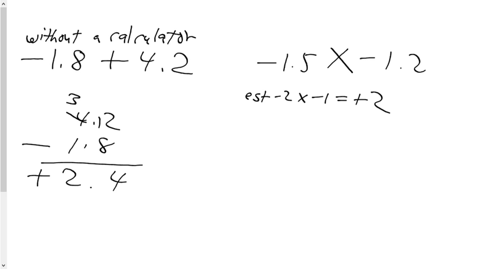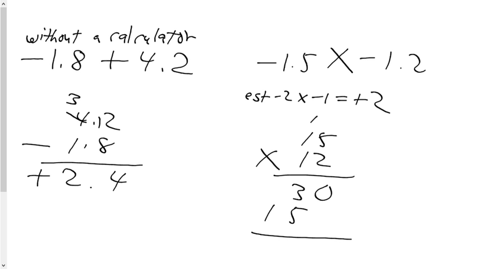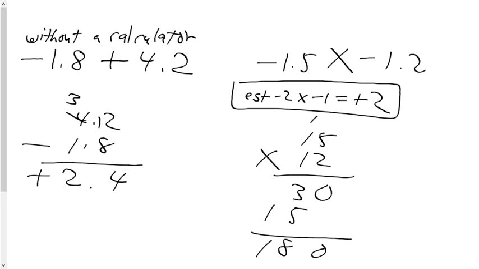Once I have my estimation, I can drop my decimals, drop my negative signs, and just multiply it out like this. Using that algorithm, I get 10, I get 3, I get 5, I get 1, I get 0, I get 8, I get 1. And based on my estimation of positive 2, the only place I could put this decimal that makes sense to be approximating positive 2 is right there. So therefore your answer is positive 1.8.